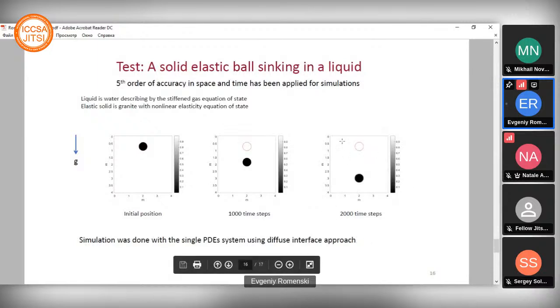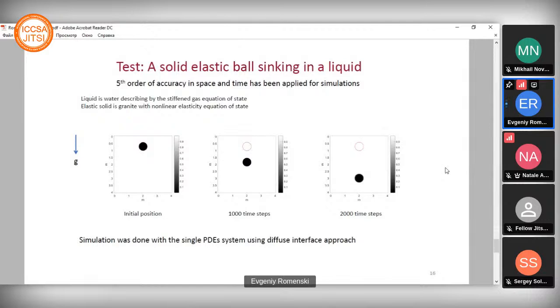We used a fifth order of accuracy in space and time for simulation. It is a fifth order Runge-Kutta in time and fifth order of accuracy in weighted essentially non-oscillatory method, WENO method, in space. And here you can see an application of diffuse interface. This is initial position of a solid ball. Under the gravity, the ball is sinking. This is 1,000 time steps, and this is 2,000 time steps.